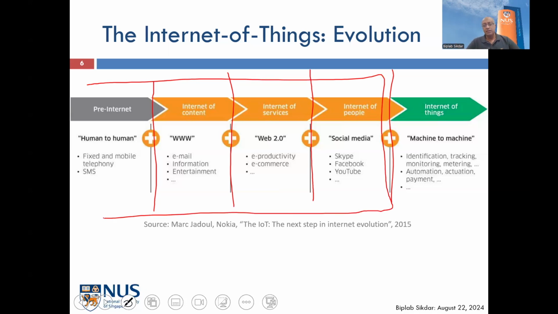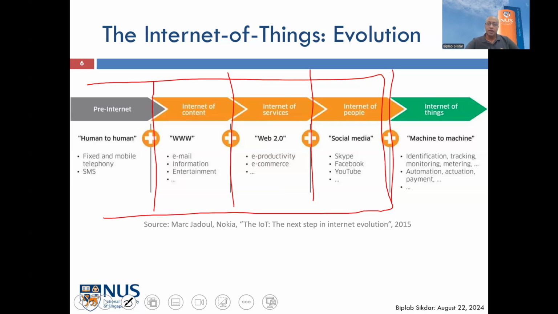What a network does is basically you have two parties communicating with each other over the network, right? And in all of these, the internet of content, internet of services, internet of people, at least one end of that communication is a human, right? So the human initiates, sends or receives an email. A human uploads a picture on Facebook.